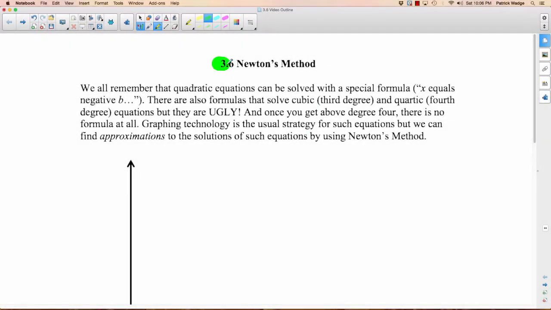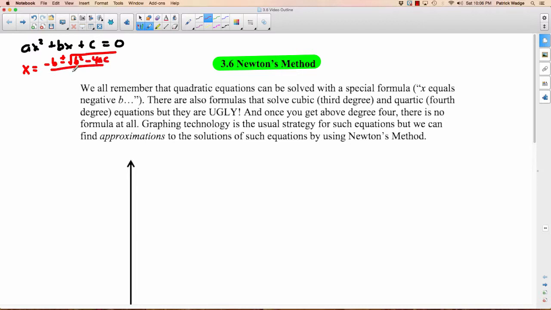Section 3.6 is called Newton's method, and it's named after Sir Isaac Newton. So we all remember that quadratic equations can be solved with a special formula. For example, if you're trying to solve ax squared plus bx plus c equals 0, there are different ways you could solve it, but one way that will always work is the quadratic formula: x equals negative b plus or minus the square root of b squared minus 4ac, divided by 2a.